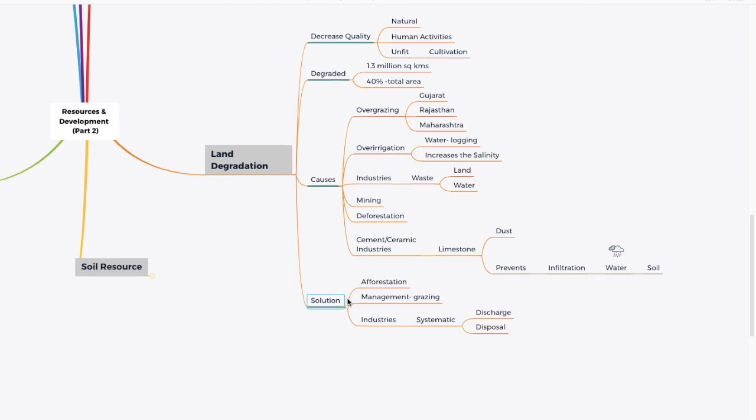And here are the solutions: afforestation, planting of lots of trees, and I'm sure you're going to do that right now, management of grazing, and making sure that the industries dispose their waste in a systematic manner.